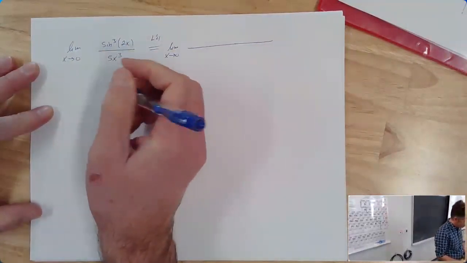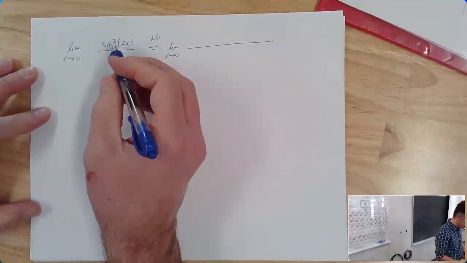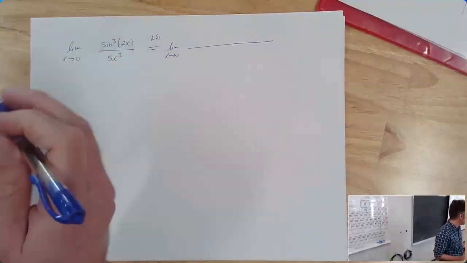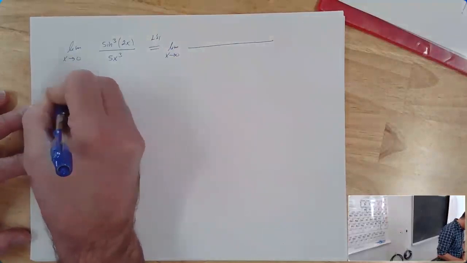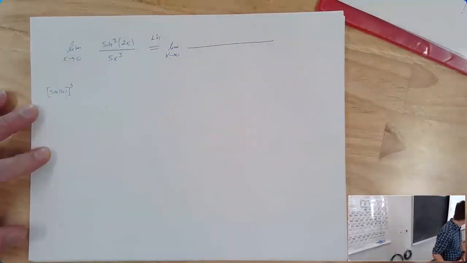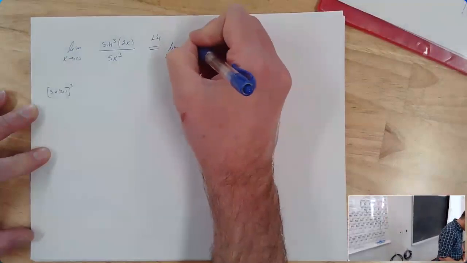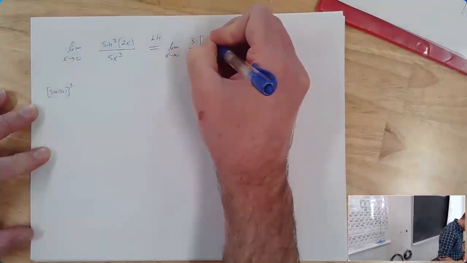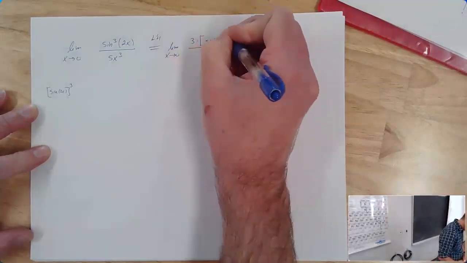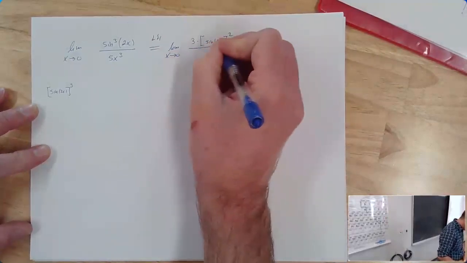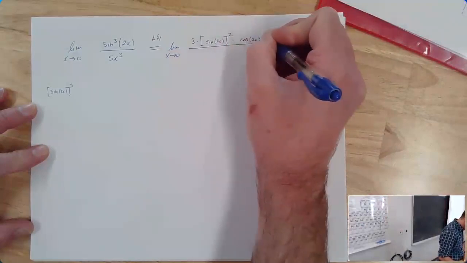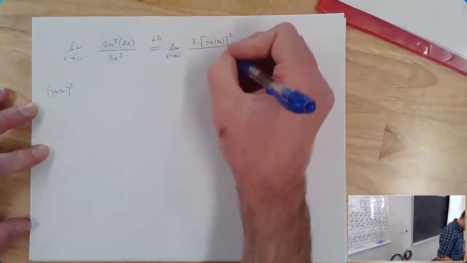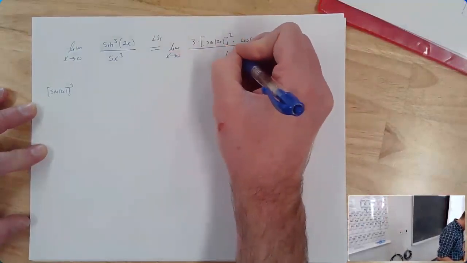The derivative of the top, well, I have to use the chain rule here. I've got sine cubed of 2x, which is sine of 2x quantity cubed. So if I have some stuff cubed, the derivative is going to be 3 times my stuff squared times the derivative of that inside stuff, which is cosine of 2x times 2. All over the derivative of the bottom, which is 15x squared.